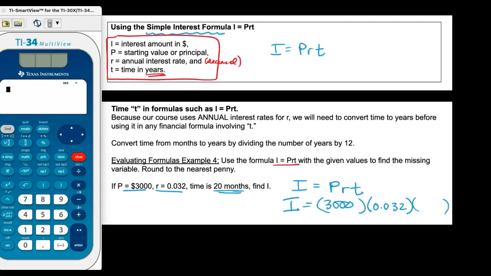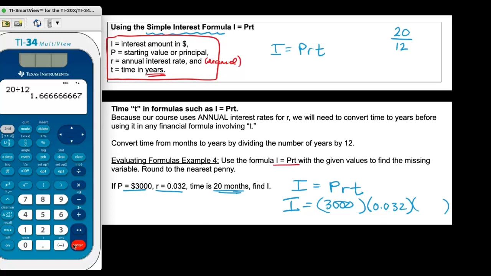So 20 months. So I just mentioned above, time always needs to be in years. So if you're given months, then we need to convert that to years. So let's think about how we do that. Well, there are 12 months in a year. So 20 months, if I divide that by 12, then that will give me the number of years.